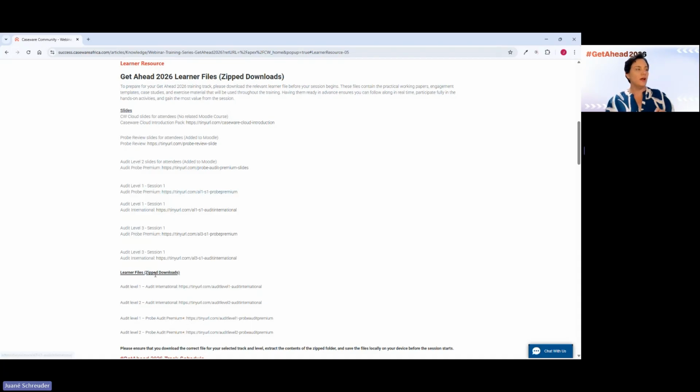And then just below that are the learner files for the e-learning. If you want to download them from here, they are also on the e-learning, so you can also download them from the e-learning site. But if you want to download them here, you've got the audit level 1 and 2 learner files, with all the supporting documents that we use in the e-learning as well. All right, so that's the first thing, that being Get Ahead.